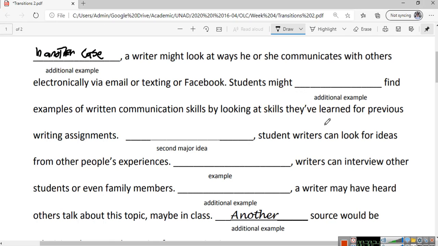Is it possible "such"? Students might such. Is it an additional example? Yes, but look at the context of the sentence. Students might such find examples. Does that sound correct? Not much. Therefore, maybe "even." Students might even find examples of reading. Yeah, sounds good. Students might even find examples of reading communication skills by looking at skills they've learned for previous reading assignments. Very good, Juli.